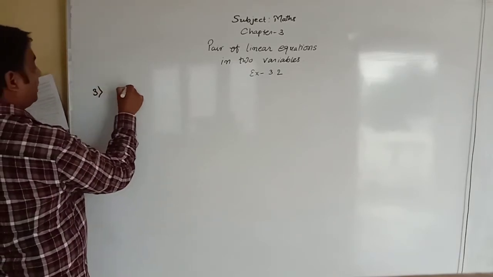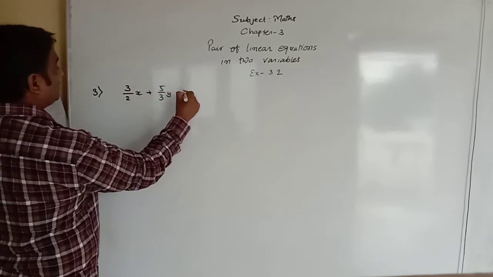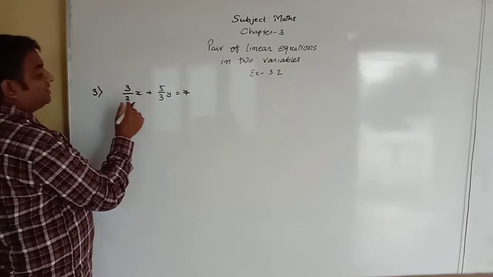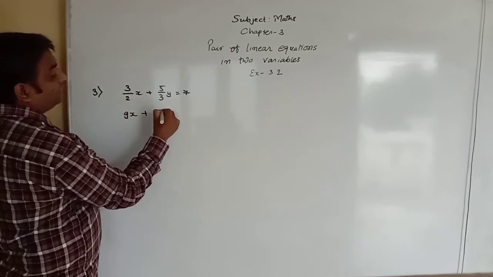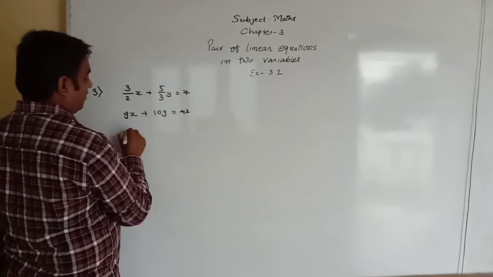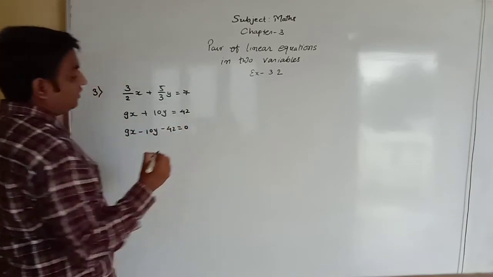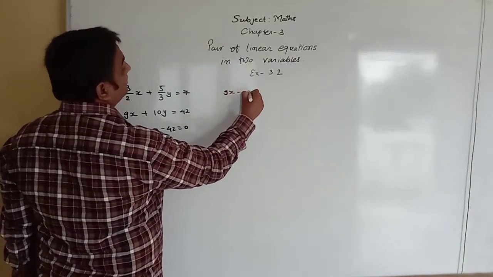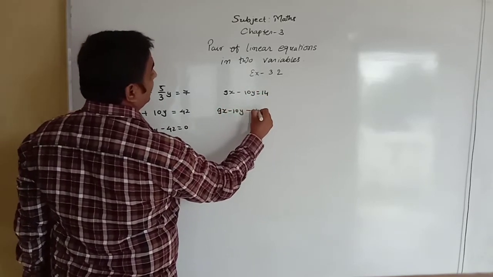Third question we have 3 by 2 x plus 5 by 3 y equals 7. So we simplify. First we multiply by the LCM of 2 and 3, which is 6. Then 9x plus 10y equals 42, and so the standard form will be 9x plus 10y minus 42 equals 0. And the second equation given is 9x minus 10y equals 14. So we can write 9x minus 10y minus 14 equals 0.